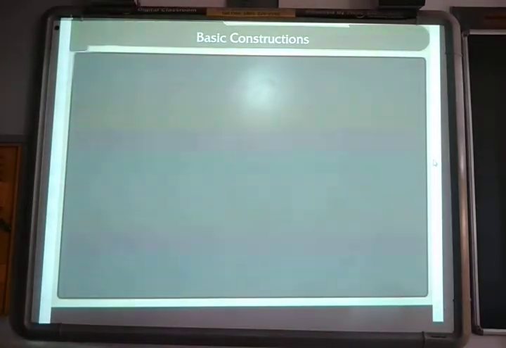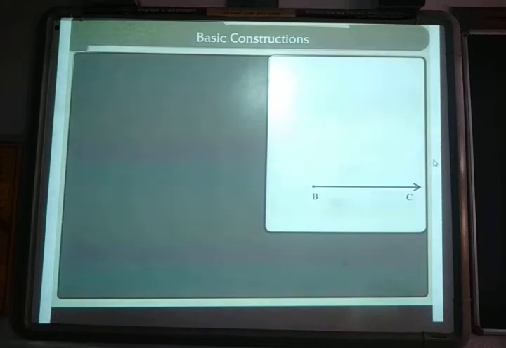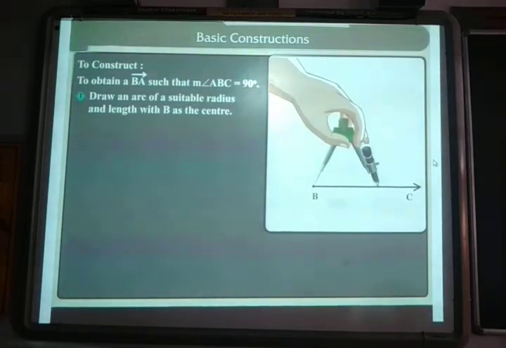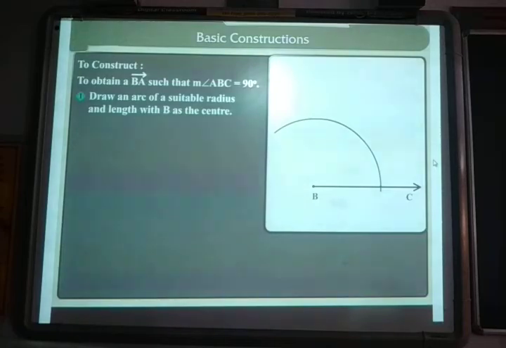We will now see the construction of an angle measuring 90 degrees. Take ray BC as the initial ray. We have to construct a ray BA such that the measure of angle ABC formed will be 90 degrees. First, we will draw an arc of a suitable radius and length with B as the center. This arc intersects the ray BC at point D.